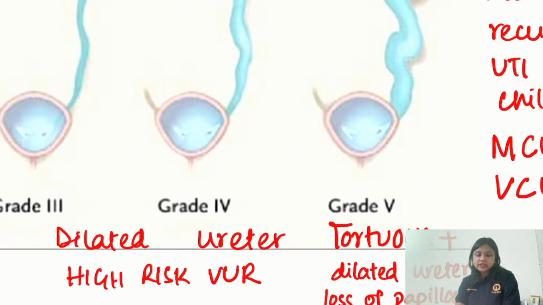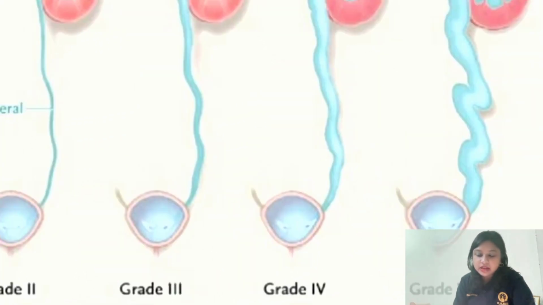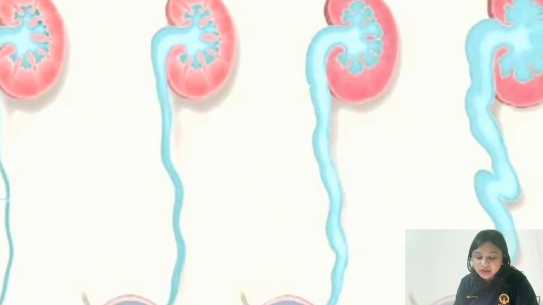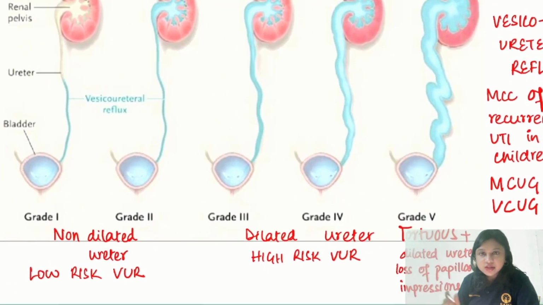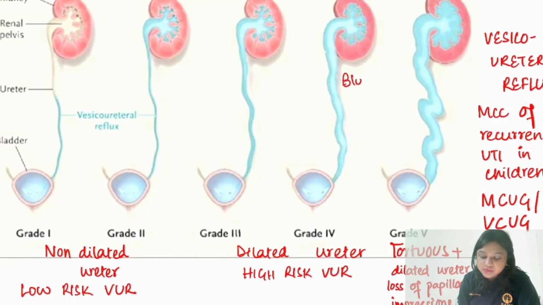You already know it is a dilated ureter, but you are not finding any tortuosity, right? But there is blunting of the pelvic-calycial system. So apart from being a dilated ureter, we are also going to have blunting of the calycial system, both the major and the minor calyces.